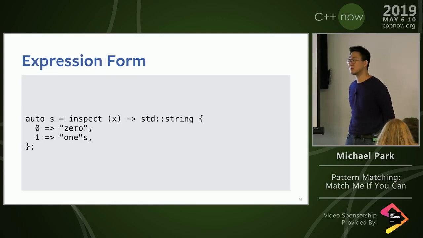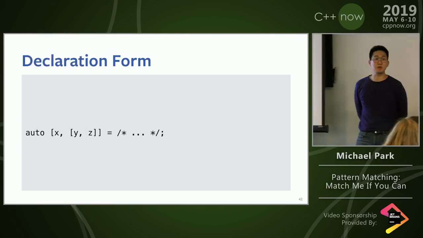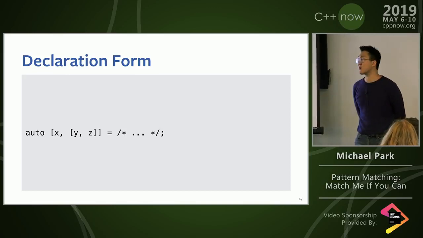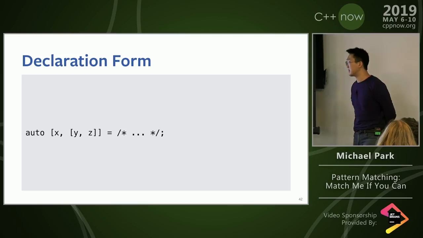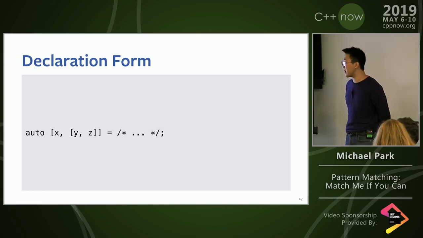Any other questions? Okay. The last thing, which is actually not included in the paper but we would like to think through, is the declaration form. What kind of patterns would we actually allow in this initialization? So this is not allowed today, the nested structured bindings form, but we'll get into the thinking around what we would allow in here later.